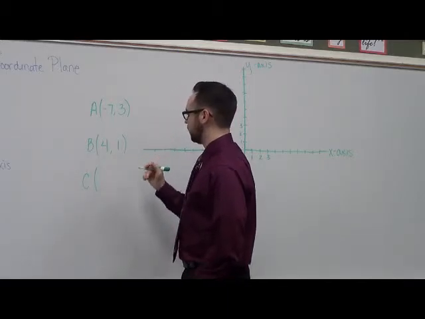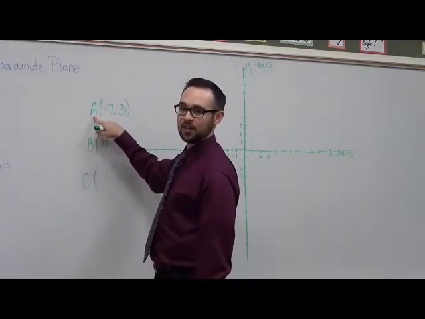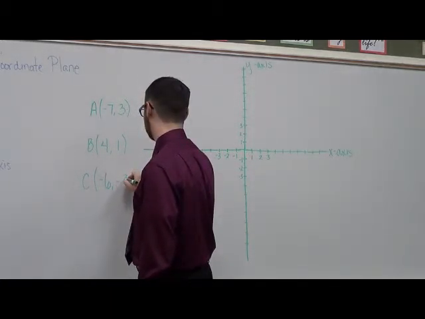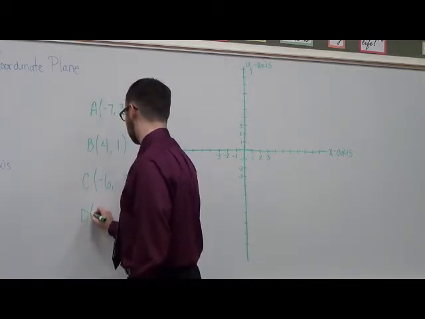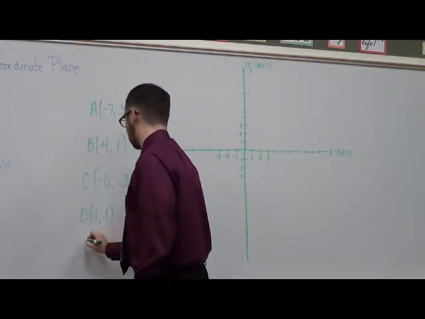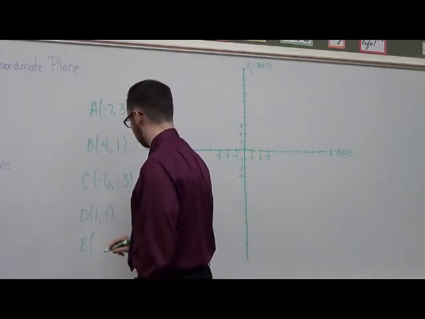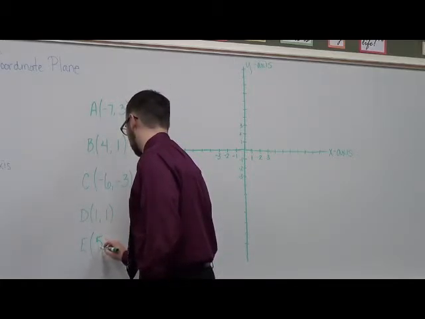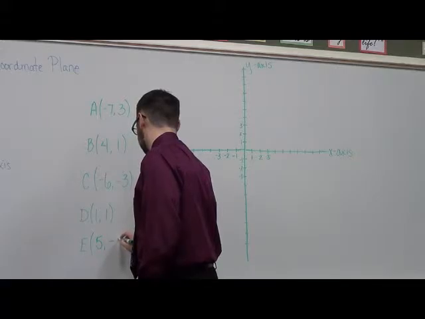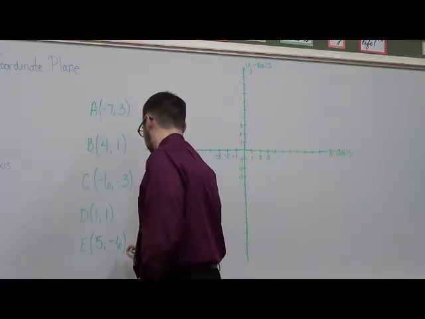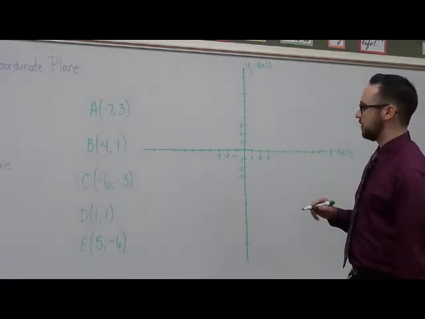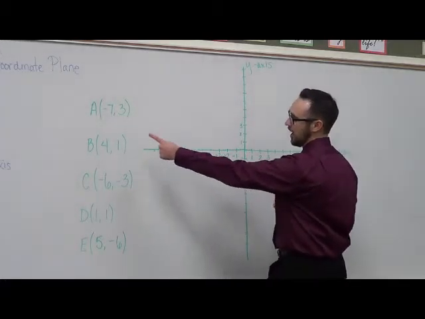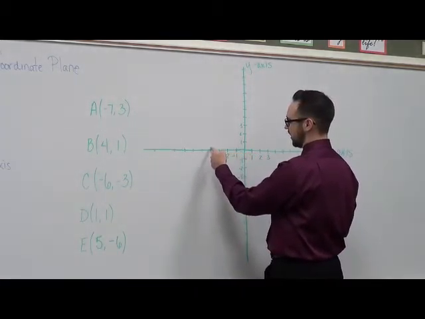And when you graph them, I'll show you how to do the first one. When you graph them, you can just put the letter beside it. You don't have to put the whole point if they give them letters. So we have 5 different points here. I'm going to graph the first one with you. So again, negative 7, 3. X comes first, so I'm going to go negative 7 on my x-axis.